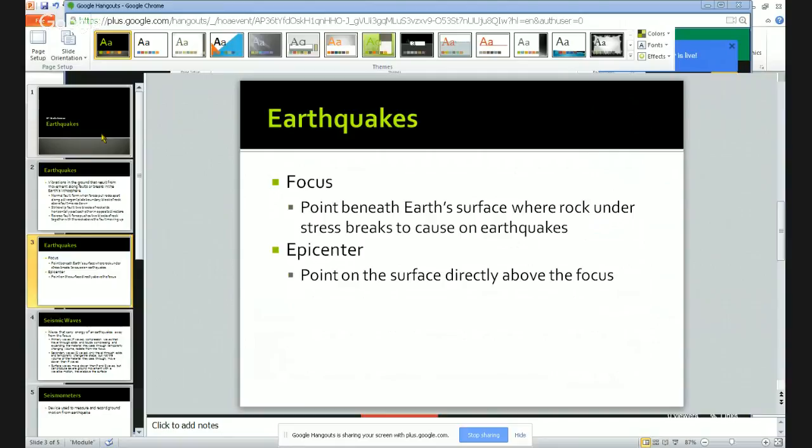So the focus and the epicenter are going to be right on top of each other, one on top of the other. It's just the focus will be underground and the epicenter is going to be on top, above ground.